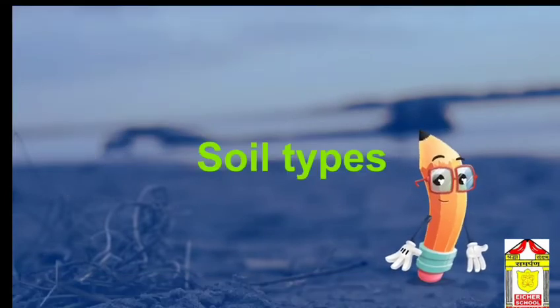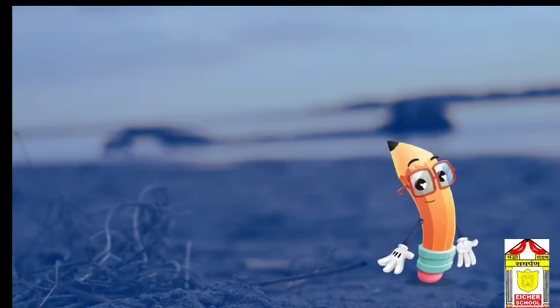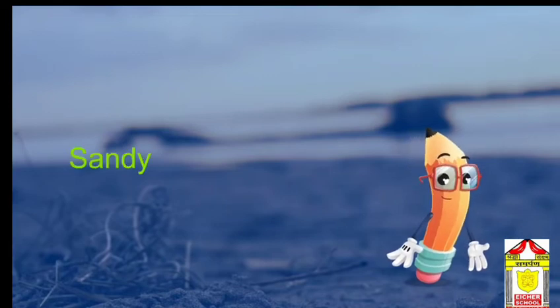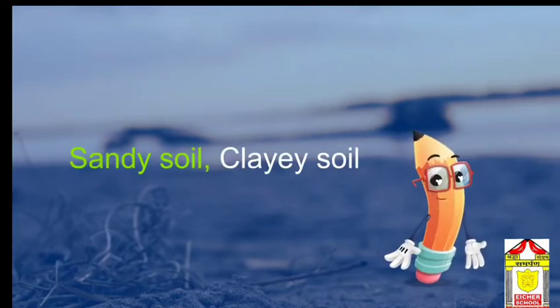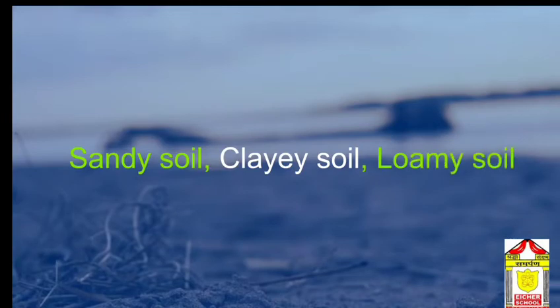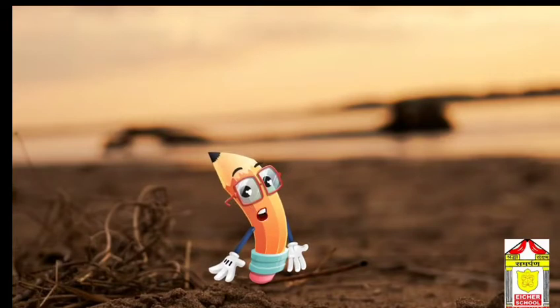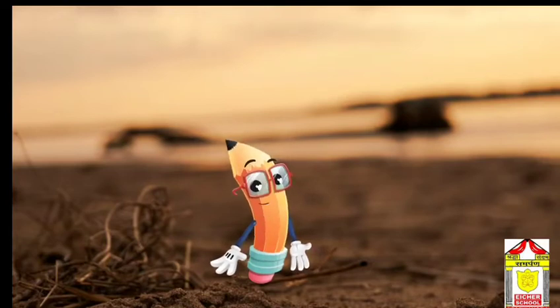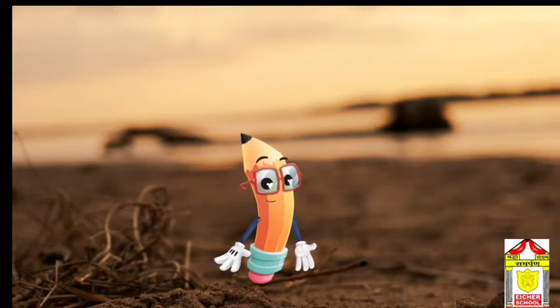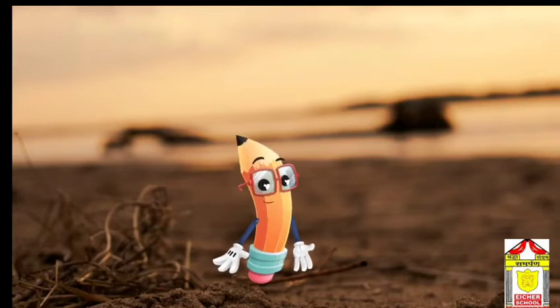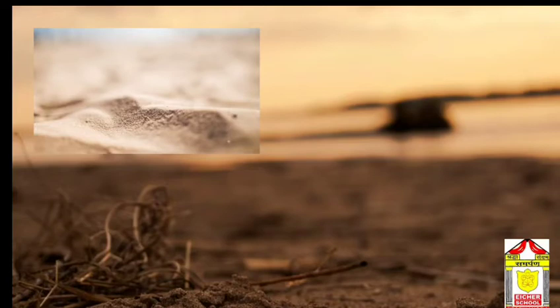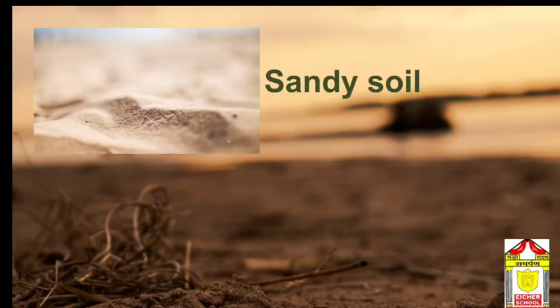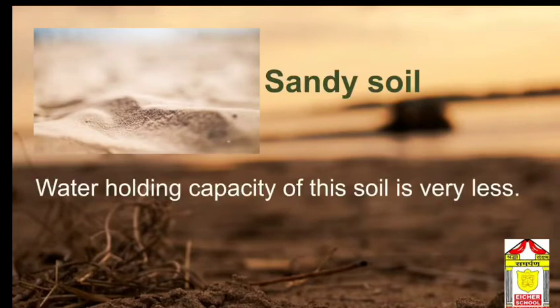Students, now let's learn about the types of soils. There are mainly three basic types of soils, as all of us know. The first one is sandy soil, second is clayey soil, and third is loamy soil. To learn about these soil types in detail, let's collect some different soil samples. In our first sample, here we can see the soil particles are quite large. This soil is called sandy soil. The water holding capacity of this soil is very less.